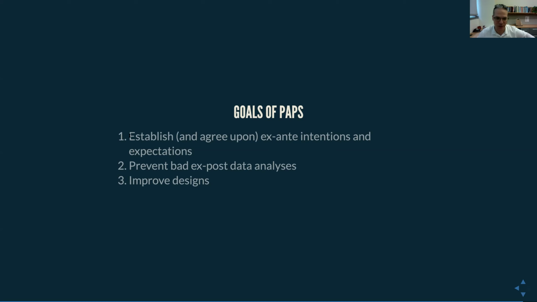Okay, so just to return to the top, goals of PAPs: establish and agree upon ex-ante intentions and expectations. This is super important. This is the whole Bayesian foundation of what a PAP does, is you need to know what you thought and when you thought it. This is like Nixonian. What did the president know and when did he know it?